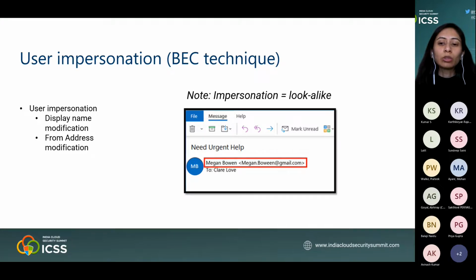When we take a closer look at this example, we see that the mail came from a lookalike email address with a slightly different spelling of Megan Bowen. So the main key takeaway is that exact domain spoofing is your exact domain as the sender. However, impersonation, to note, is a lookalike, which visually looks similar.